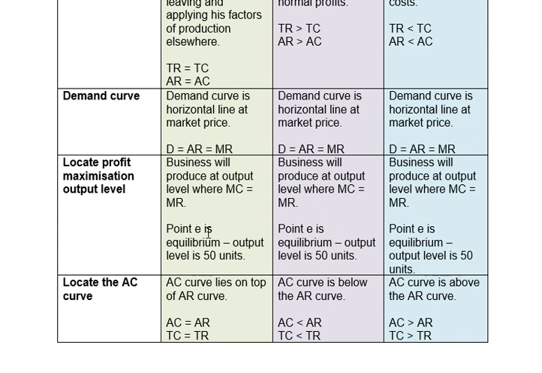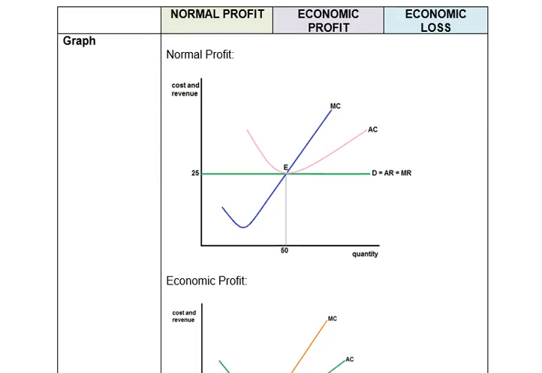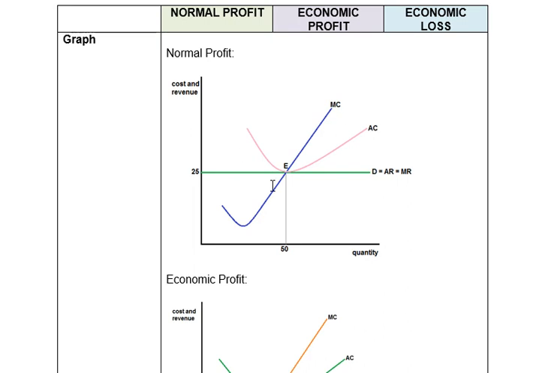Okay, the information here refers to the graphs that are on the next page. Okay, I'm going to go there now. Right. So if we look at the normal profit, I'm going to skip ahead to the graph. Okay, this is the graph. It's on a subsequent page.